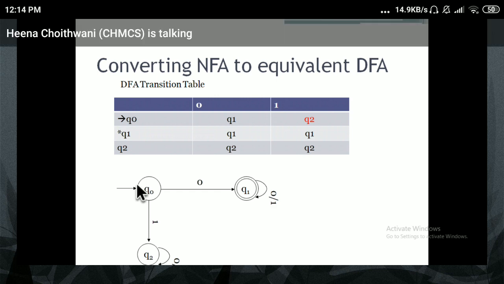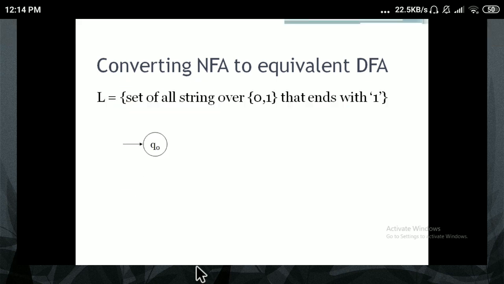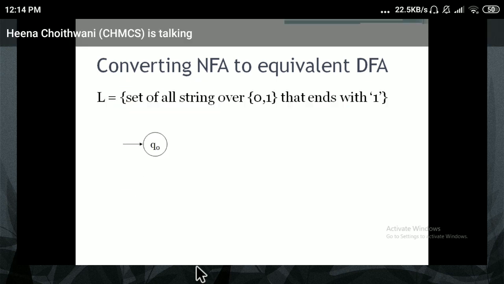Let's check one more example. So we have an ending pattern here. You have to construct an NFA over the strings 0 and 1 which will end with 1, right? Tell me, Q0 on 0. We have to construct that.